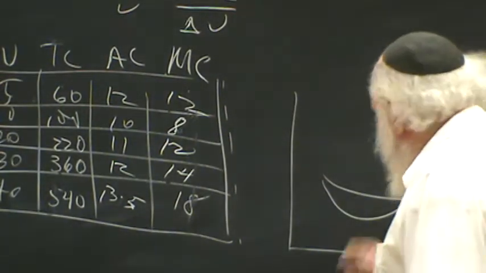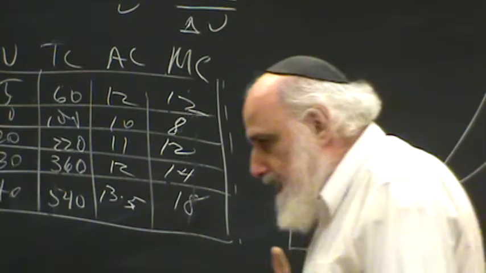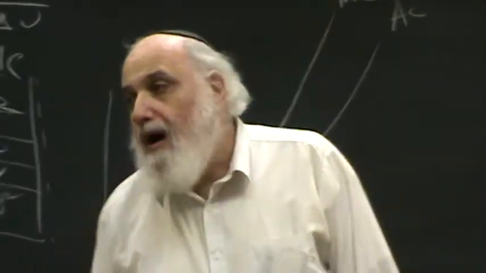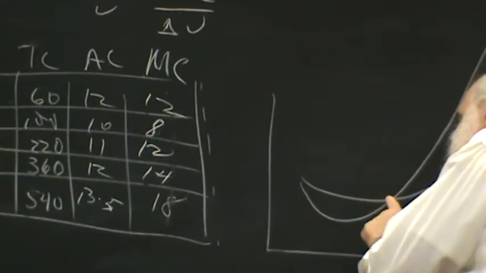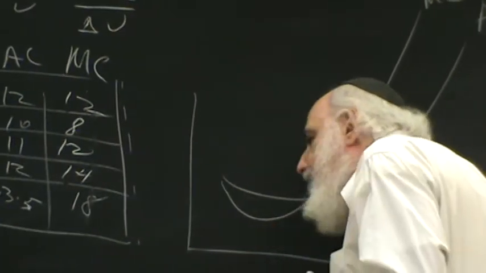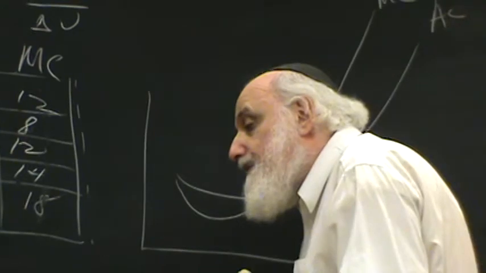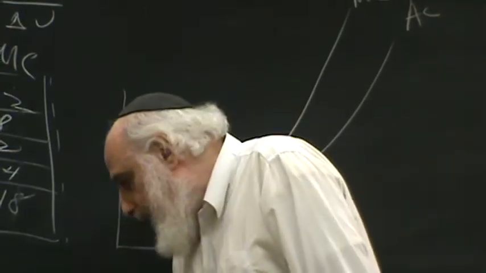Okay. Now another thing you have to know is this. The marginal cost curve meets the average cost curve at the bottom of the average cost curve. Why is this so? I give the example of tests.